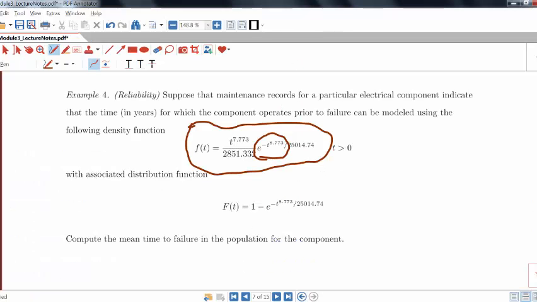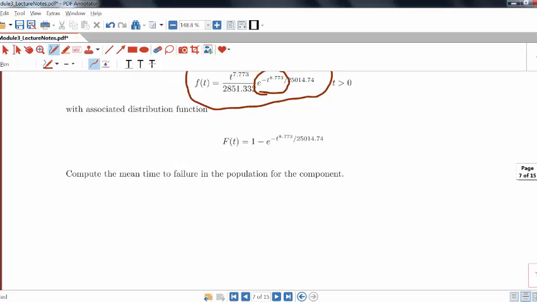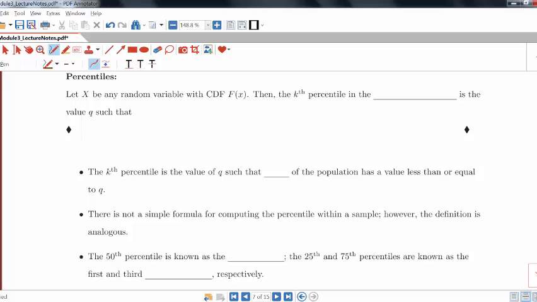So let me see what else we have here. Oh, we also have to talk about percentiles. So if x is a random variable, then the kth percentile in the population is given by the following value q. So I'm defining the percentile of a population. So let's write population. It's that value that leaves q percent to its left. It's less than or equal to, so kth percentile. So let's just put the value q here, and how much data is to the left of q.